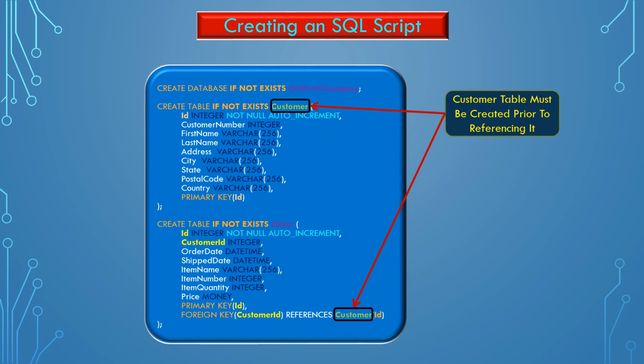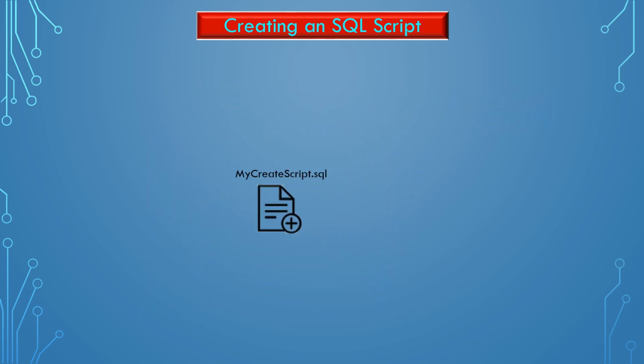Order of execution is important. The database must be created first, followed by its tables. In this example, the customer table is created first, then the order table is created because it references the customer table. If the order table was created first, it would cause an error since it references the customer table. The script file is saved usually with the extension of .sql.